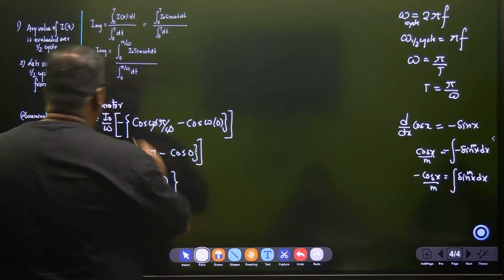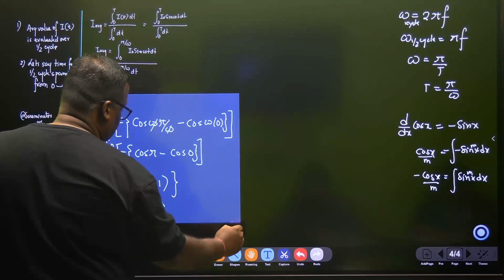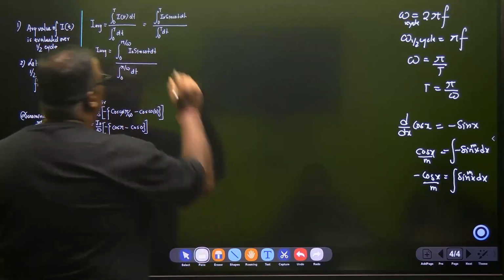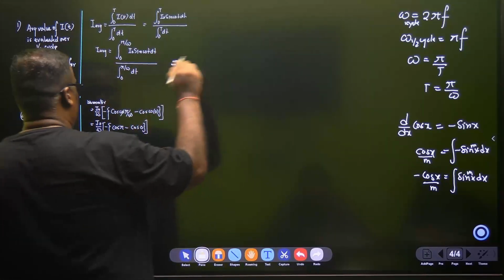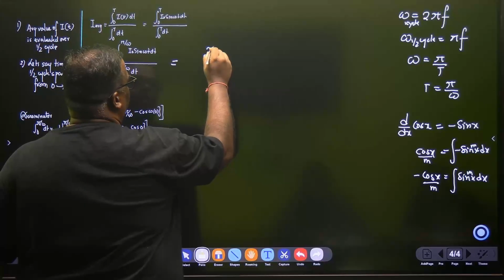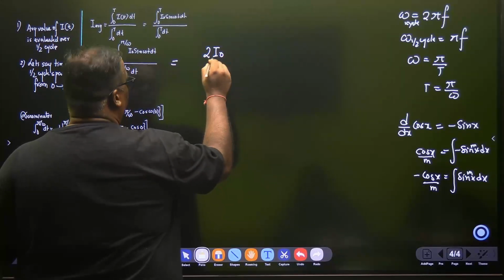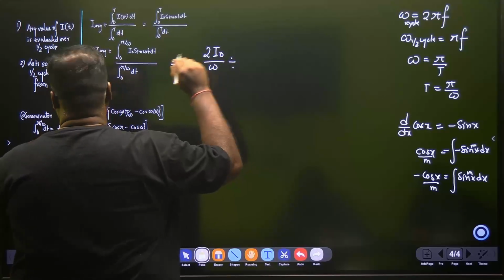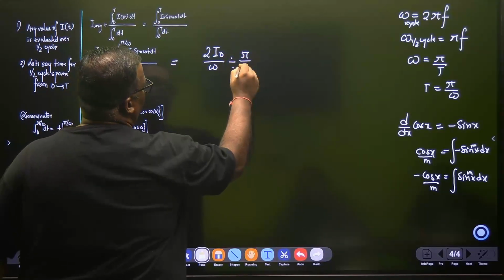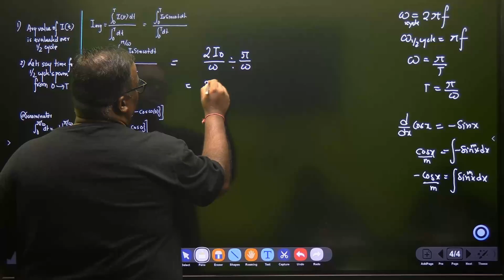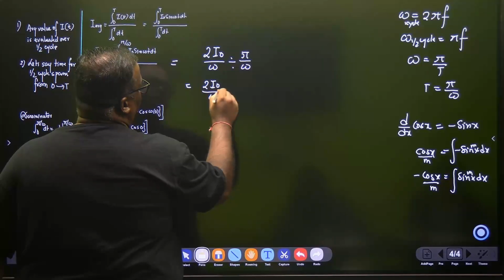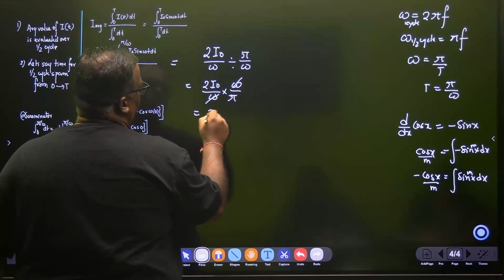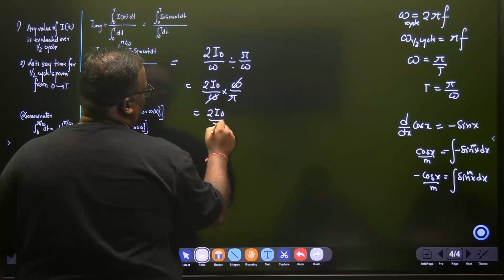Right? This was the numerator. Now it is our time to do our substitutions. So from the numerator we write 2 I naught by omega divided by, what is the denominator? Pi by omega. So this is 2 I naught by omega into omega by pi. This cancels. 2 I naught by pi.